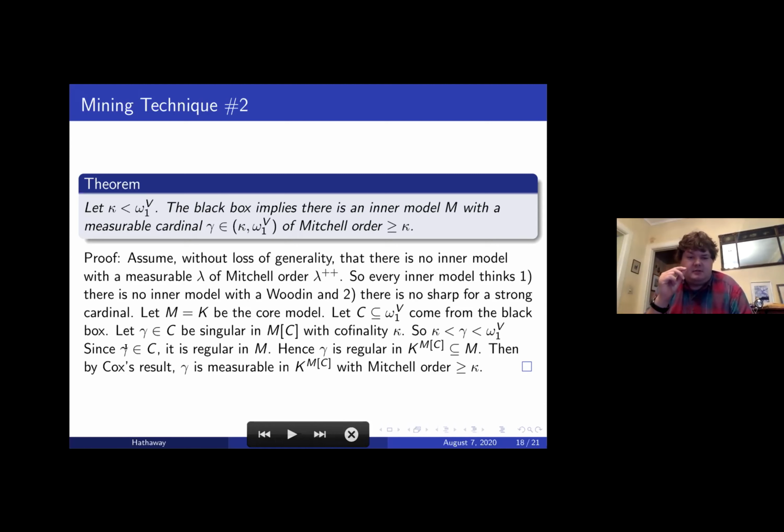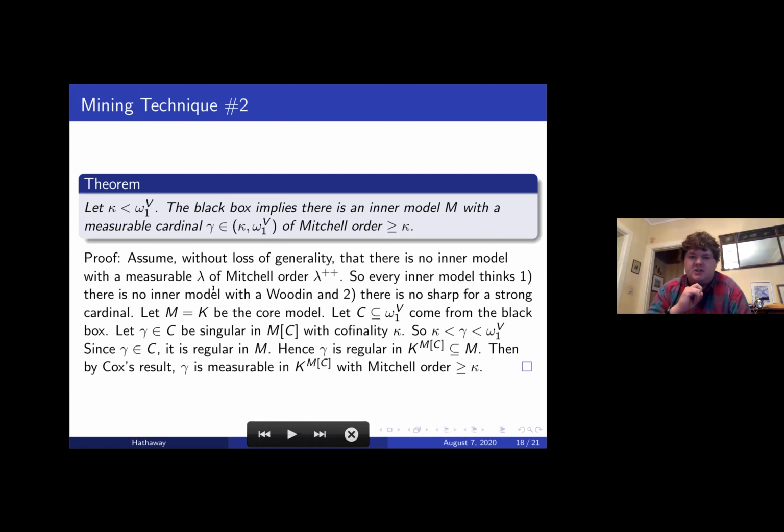All right, so since this gamma is in C, it's regular in M. So what we have here is that gamma is regular in the core model of M[C]. Remember, the core model of M[C] is contained in M. So since gamma is regular in M, also gamma is regular in the core model of M[C]. Okay, and therefore, by Cox's result, M[C] thinks the core model has this measurable of Mitchell order at least kappa.